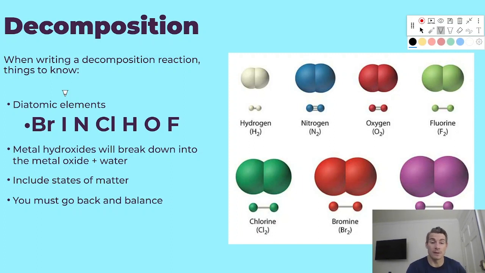We also need to, wow, language is escaping me at this hour. Metal hydroxides, meaning metal with hydroxide, are going to break down into metal oxides and H2O. That's what we mean by water, obviously. We do need to make sure we are writing down whether we have solid, liquid, or gas, and then we obviously need to make sure we are balancing the equation.